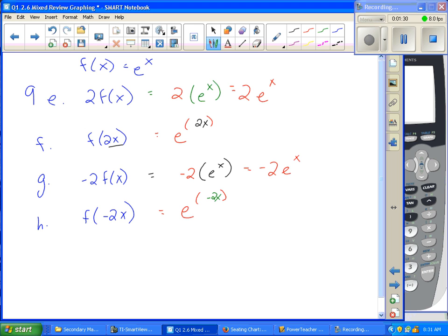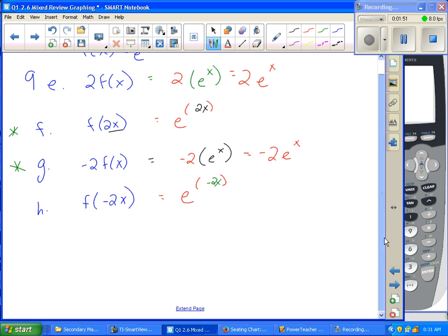Did anyone want me to graph any of those? So f, and which one did you want? G. F and G? Okay. Okay, so I'll start with f. E was 2e to the x.